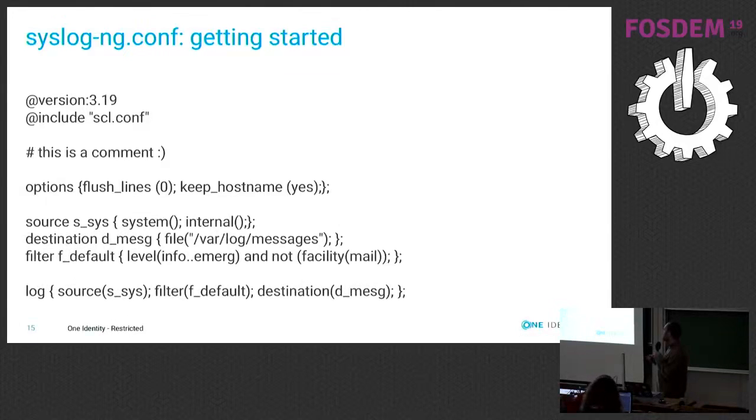It starts with a version number. You can include extra configurations. You can comment your configuration and define some global options, so you don't have to specify each time how many lines to write together, but configure it once, and you can override it later on. Then here are the different building blocks I mentioned: a source, a destination, a filter. These define what to do with log messages, and you connect all of these together in a log statement: the source, the filter, and the destination.